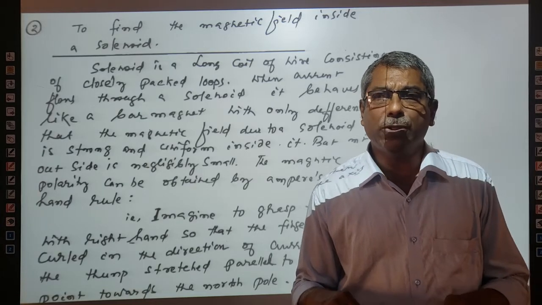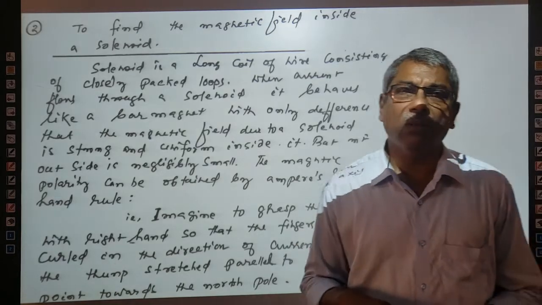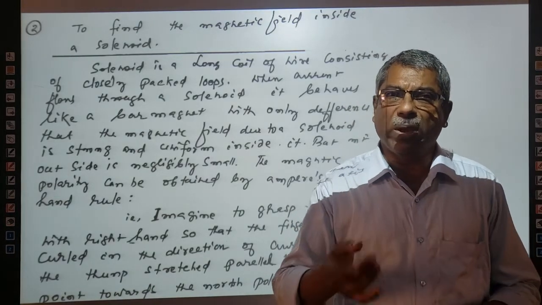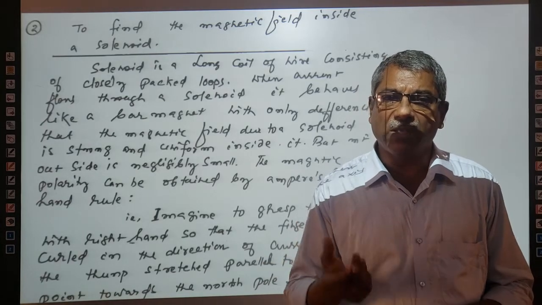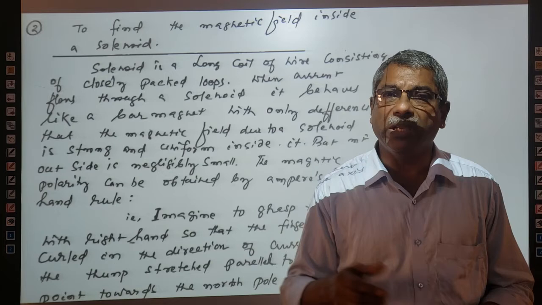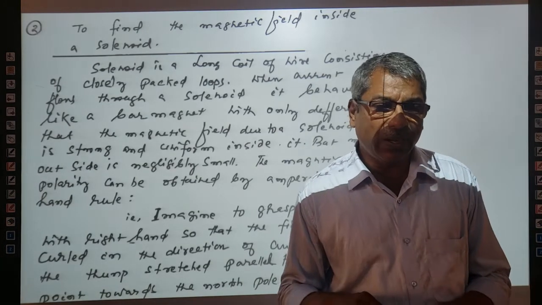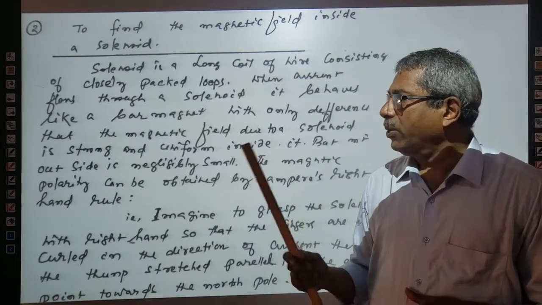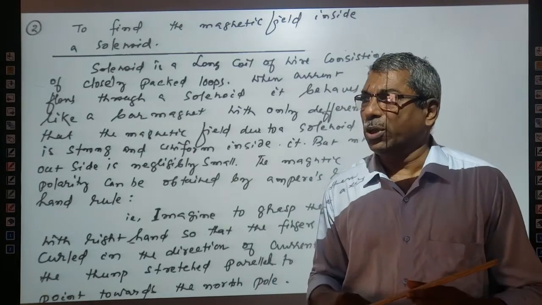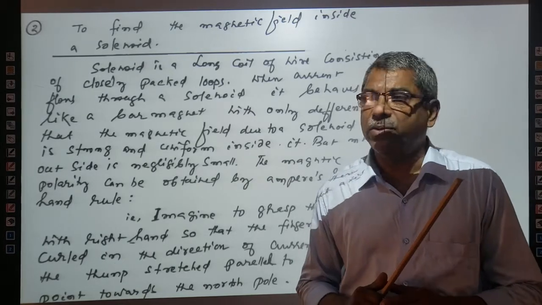A solenoid is important because it can be used for making electromagnets. To make the magnetic flux maximum, that means to increase it, we can use a solenoid. The strength of an electromagnet can be increased by using a solenoid, right? So when current flows through a solenoid, it behaves like a bar magnet.